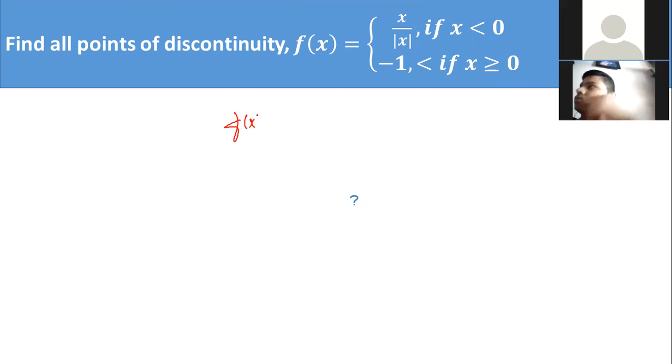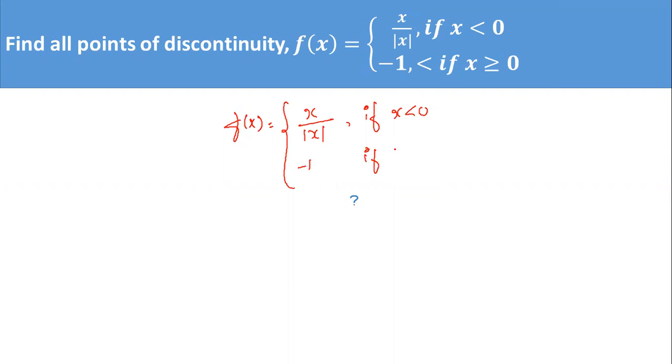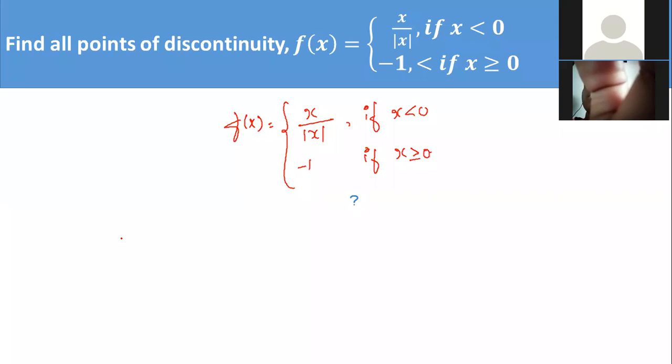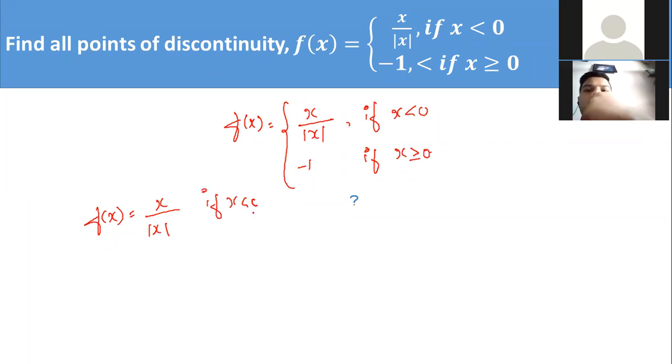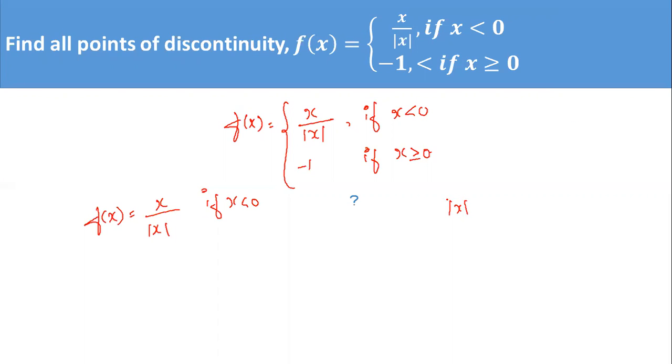So what is f of x? F of x is x by mod x if x is less than 0, and minus 1 if x is greater than or equal to 0. Okay, I'll just define it. Once it is defined, you can understand, right? Now, if you take the first definition, f of x is equal to x by mod x if x is less than 0. So we know what mod x is if x is less than 0. What is mod x if x is less than 0? It is minus x.